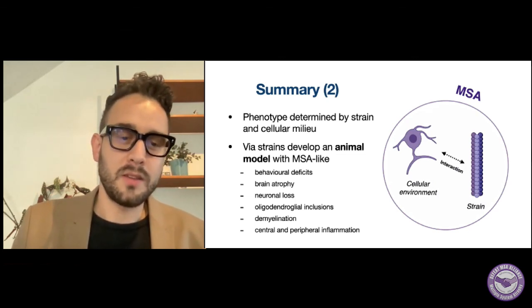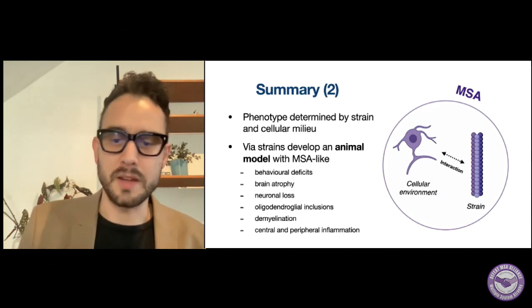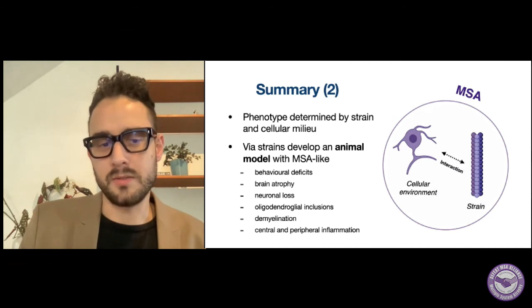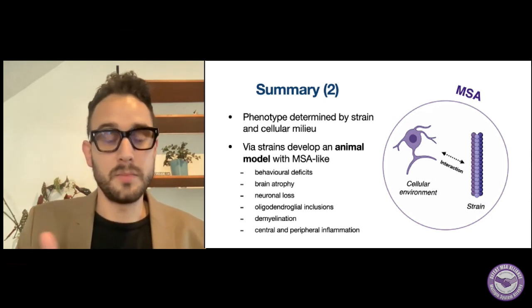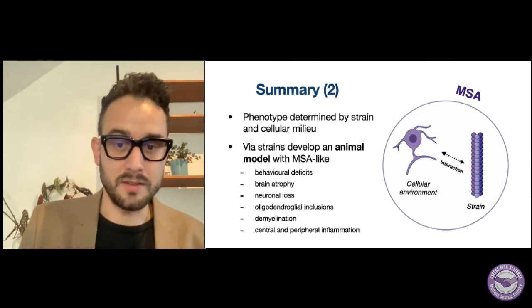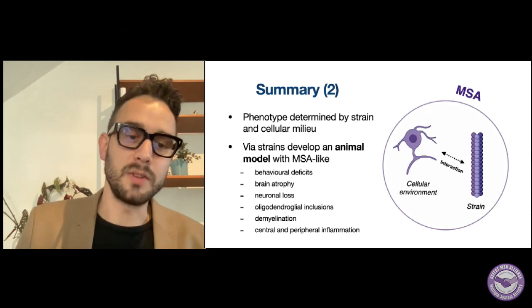So then as a quick summary here, we now think that the phenotype in multiple system atrophy is not only determined by the strain itself, but also by the cellular milieu that exists in the brain of a person with multiple system atrophy. And so that both are actually needed to come to the phenotype that eventually develops.